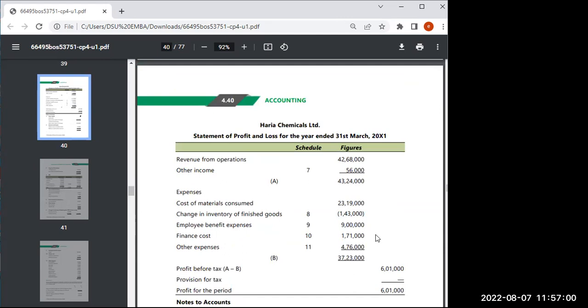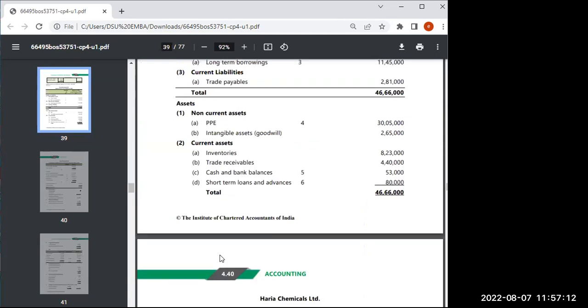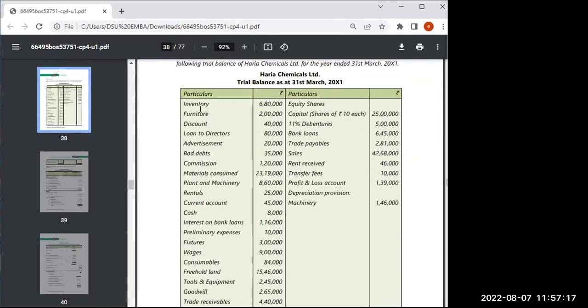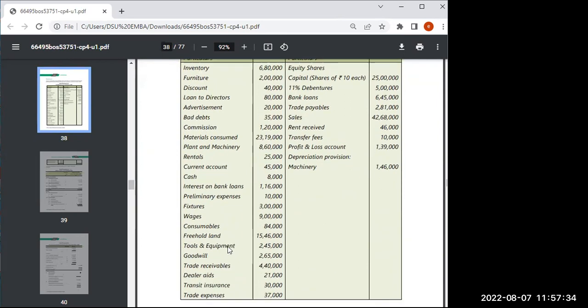Okay. What's the next item? Employee benefit expenses. So you have to scan through the trial balance. What are the items given in the trial balance with regard to employee benefit expense? Go to trial balance. Expense is on the debit side. So on the debit side we see inventory, furniture, discount, loan. Advertisement is an expense, but it is not an employee benefit expense. Bad debt, commission, materials consumed, plant and machinery, rent, current account, cash, interest, preliminary expense. Yeah, wage is there, 9 lakh.